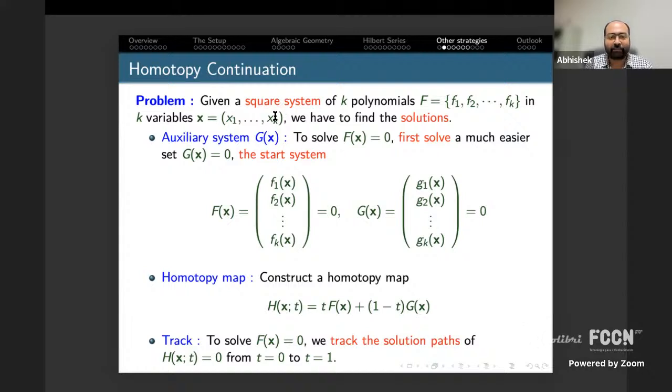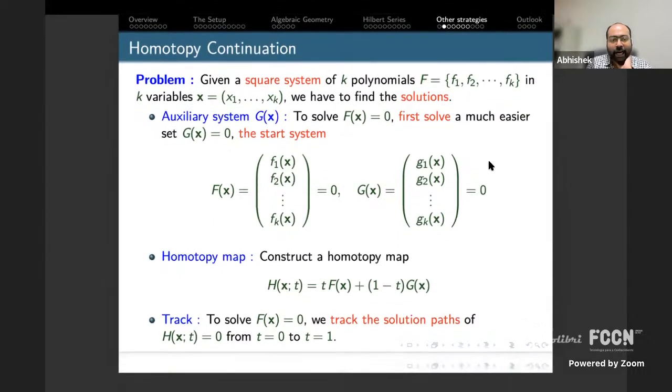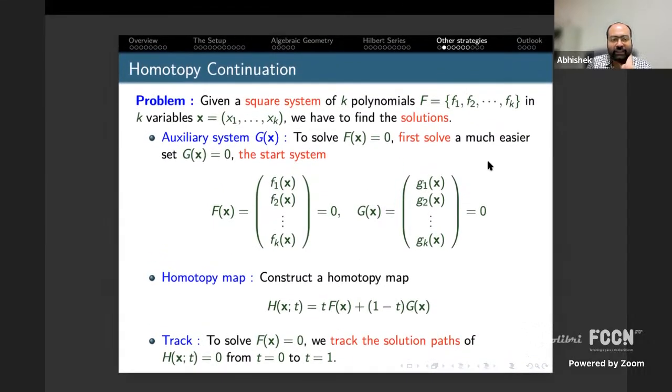If you have a square system like this, which is our case, instead of directly trying to figure out how to solve f1 to fk equal to 0, you start with a much simpler system, g of x, with some polynomials g1 to gk set to 0, which you can solve. The only constraint is that you choose this g of x such that you know a priori that the number of solutions from g of x will be bigger than or equal to the number of solutions you are going to have for f of x.